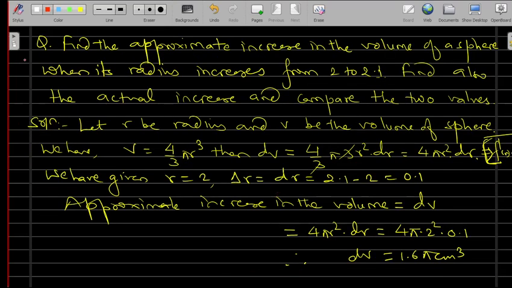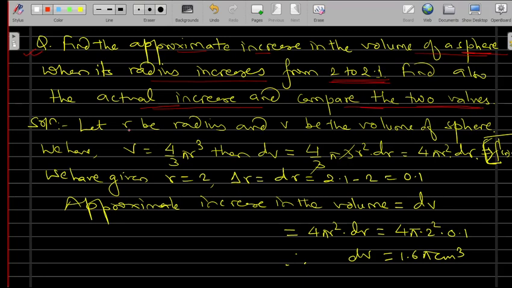Now the next part we are discussing: find the approximate increase in the volume of a sphere when its radius increases from 2 to 2.1. This is the change. Find also the actual increase and compare the two values. The actual increase we have to find, the approximate also, and we have to compare their two values.